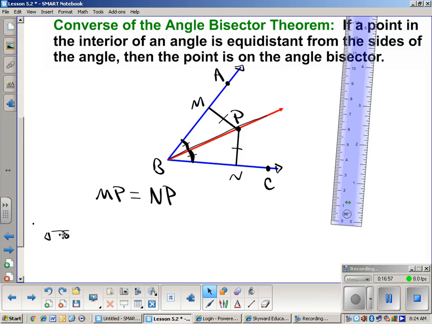No symbol at all means that I'm talking about the distance. Okay? It's important that you remember that. And then it's also important that you try to write things properly that way.